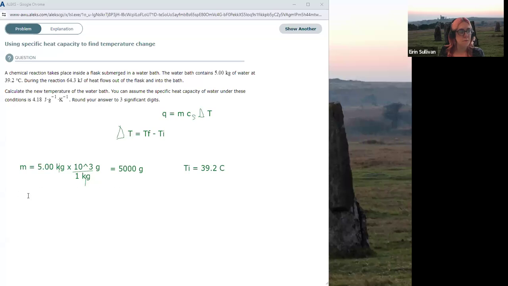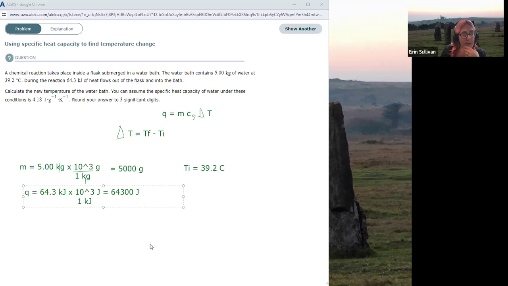During the reaction, 64.3 kilojoules of heat. So that's my Q, but I'm going to want that in not kilojoules, but joules, correct? So 1 kilojoule is 10 to the power of 3 joules. Okay, so that's 64,300 joules. All right, we're almost there.